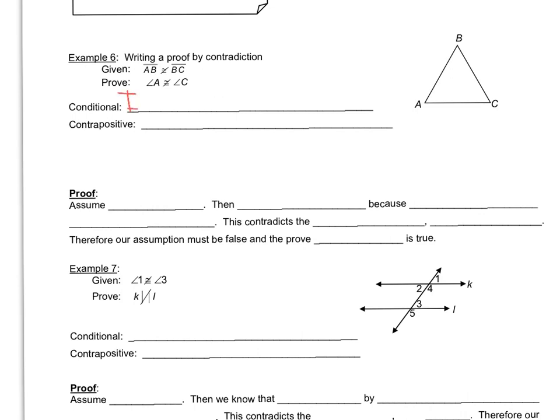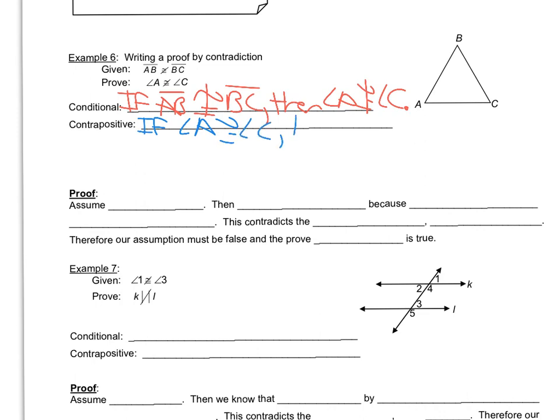So if segment AB is not congruent to segment BC, then angle A is not congruent to angle C. So with the contrapositive, we will reverse that and add a not. So it would read, if angle A is congruent to angle C, then segment AB is not congruent to segment BC. Notice that can help us in creating our indirect proof.